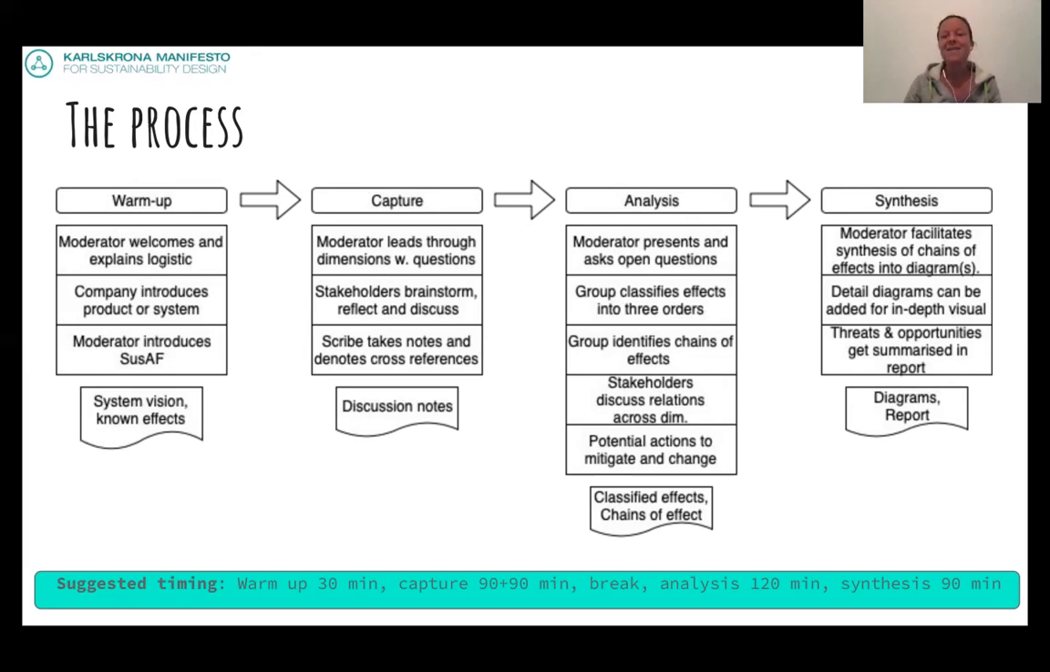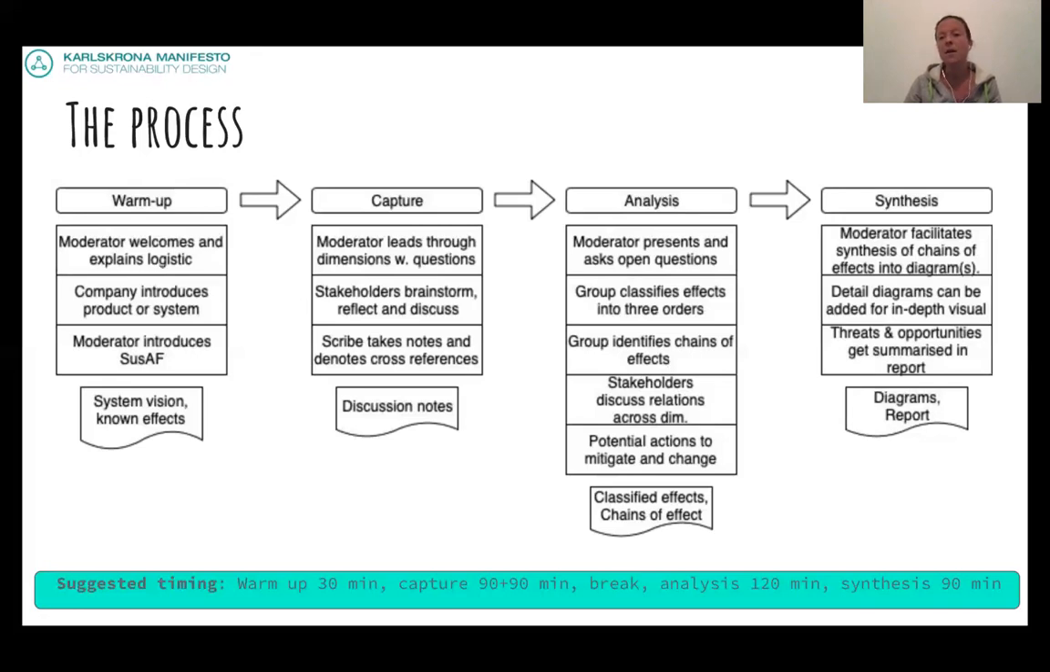And then we have an analysis phase after, where the moderator presents and asks open questions. And then the group classifies the effects into 3 orders. And this is something we're gonna kind of simulate today, but on the quick side. And then the group identifies chains of effects, and the stakeholders discuss relations across dimensions. And then we identify potential actions to mitigate and change those effects as needed. And the output of that is classified effects and chains of effects.